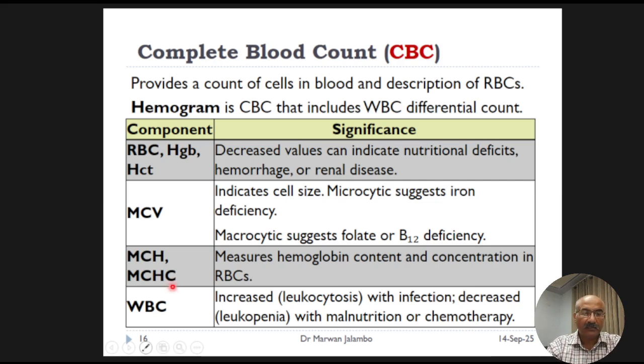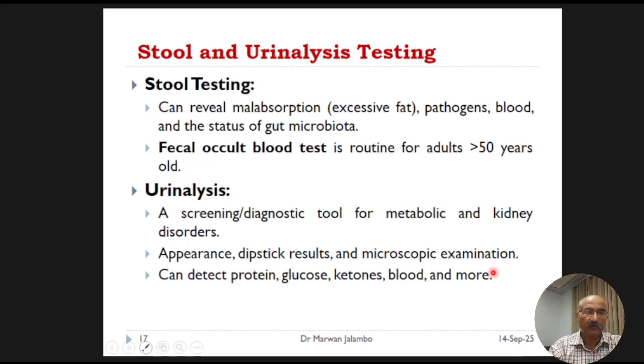The white blood cells help us to assess for infections or inflammation. So a high count of white blood cells means there is inflammation or infection. Beyond the blood, stool and urine tests can also provide important clinical clues.